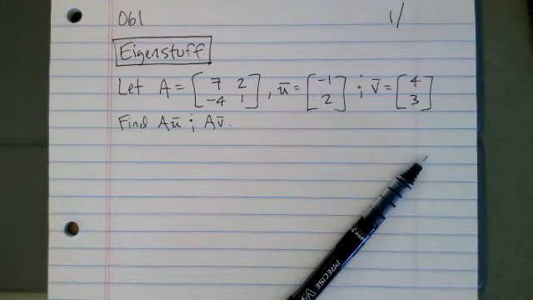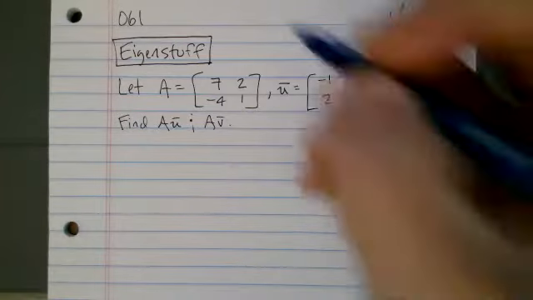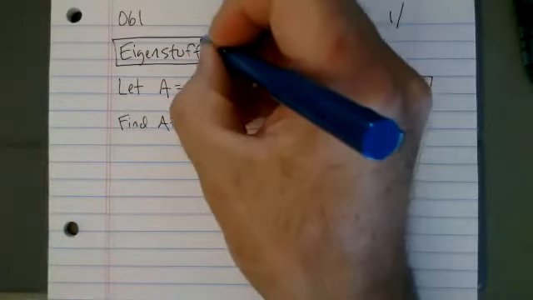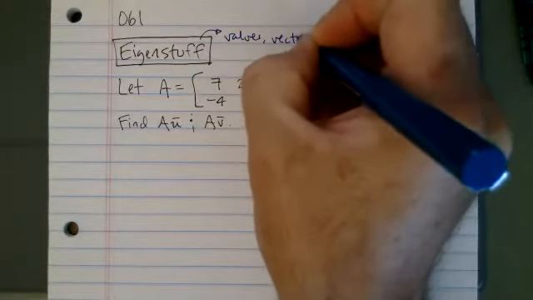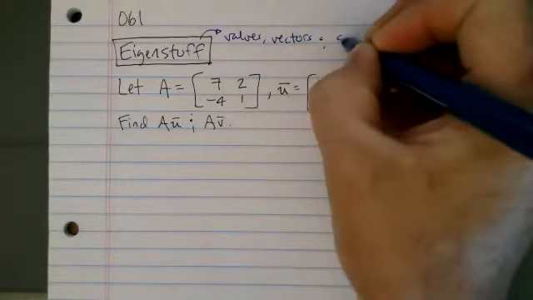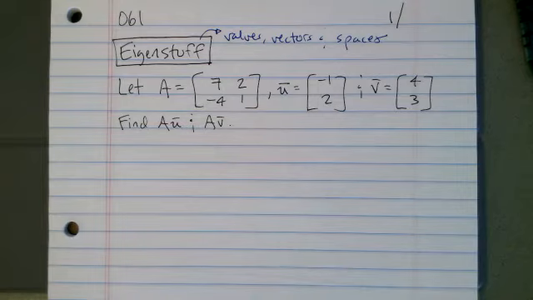So our big project for today is to look at eigen stuff. Eigen stuff is not actually an official term for things. It should be kind of obvious. But the stuff is eigenvalues, vectors, and spaces. So eigenvalues, eigenvectors, eigenspaces. Those are the things that we're looking at here.